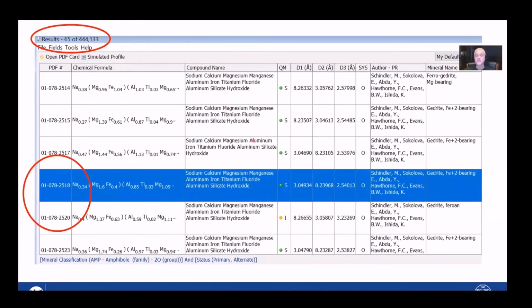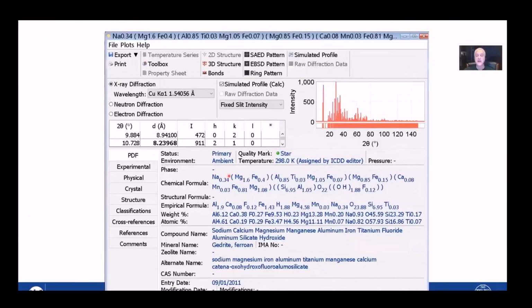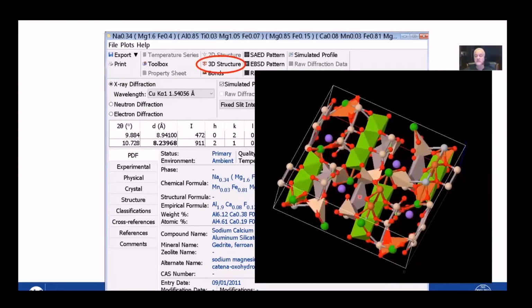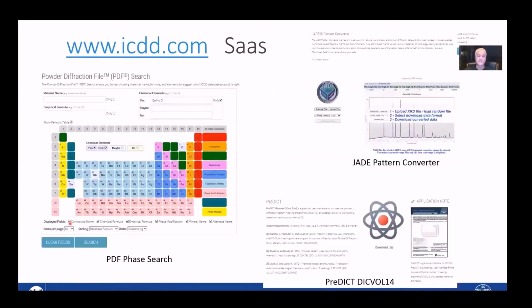Any of these entries that show up on your search, simply double-click on one of the entries, and the PDF entry card itself will open up, and you have all the information that you're looking for in terms of your phase identification, classification, atomic coordinates being available. You can investigate the 3D structure and see, in fact, how the atoms are arranged in that particular unit cell. So classification, as well as prototype studies, is another way to help do materials characterization.